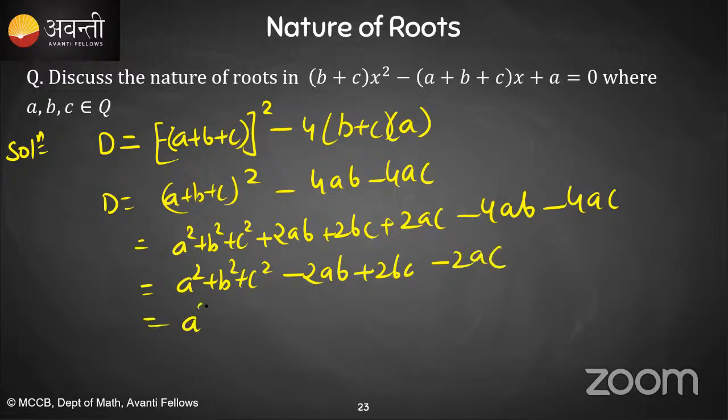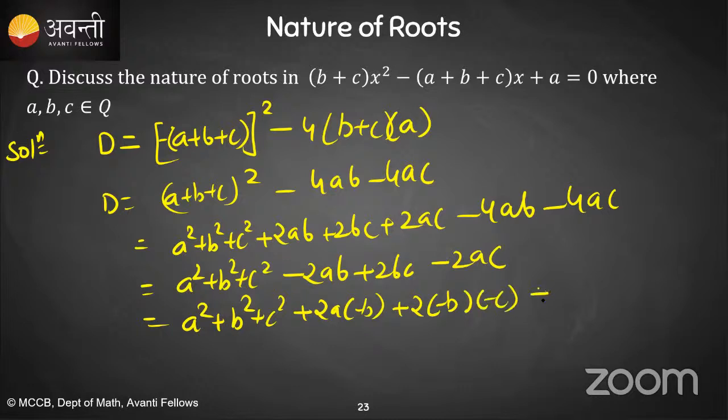Tell me, can I write this like this? Plus 2a into minus b plus 2 minus b into minus c plus 2a into minus c. Tell me everyone, can I write it like this? I take the minus sign and club it with the b, right? I can write this, yes or no?